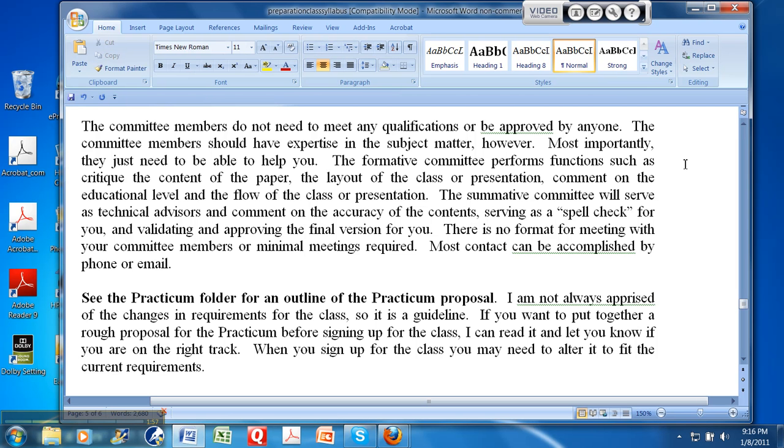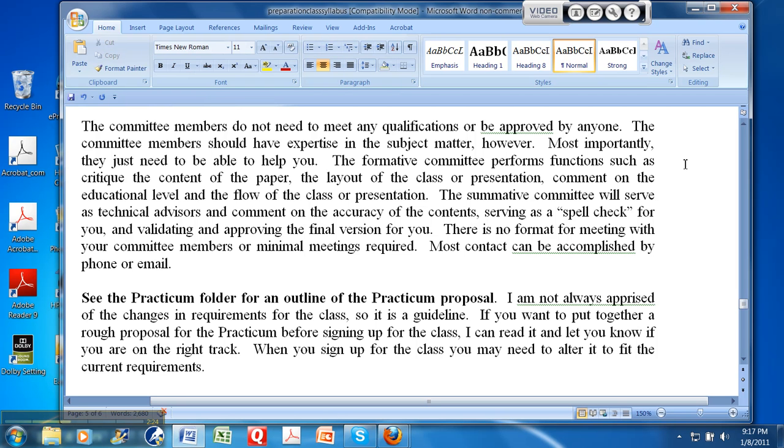The formative committee performs functions such as critiquing the content of your paper, the layout of the class or the presentation. They comment on the educational level of the material and the flow, and so forth. The summative committee will serve as technical advisors and comment on the accuracy of your contents and serve as a spell check, so to speak, for you, and they validate and approve the final version for you.